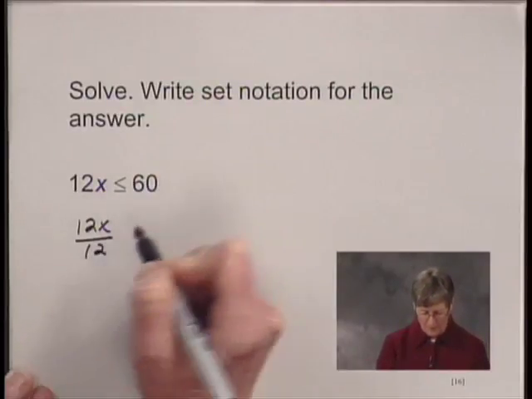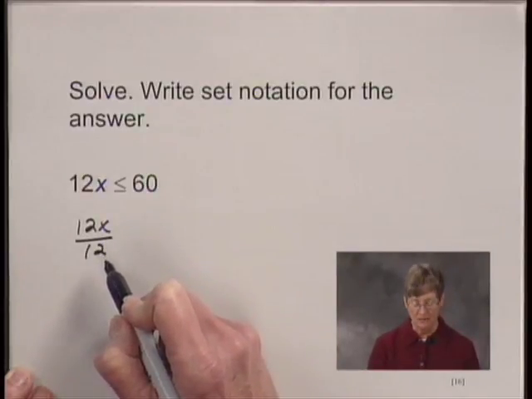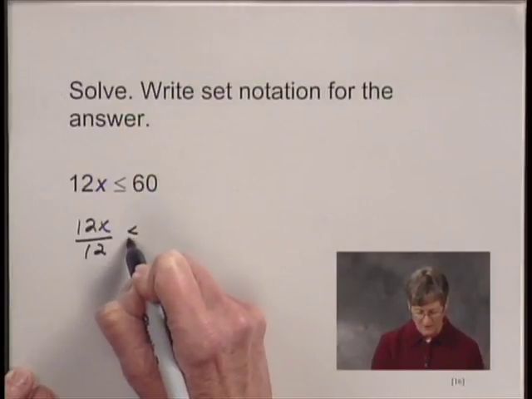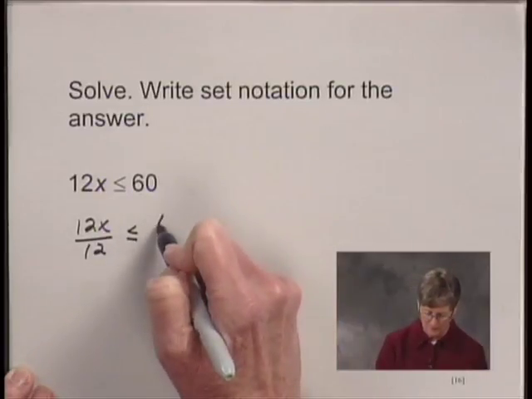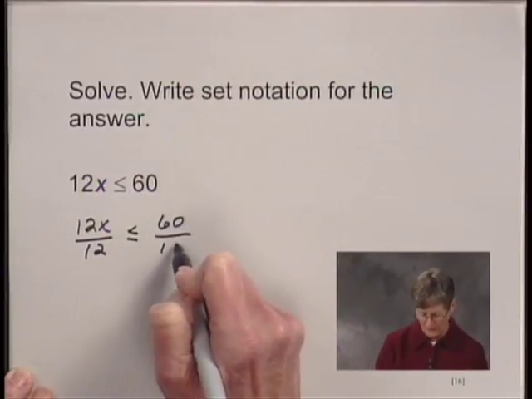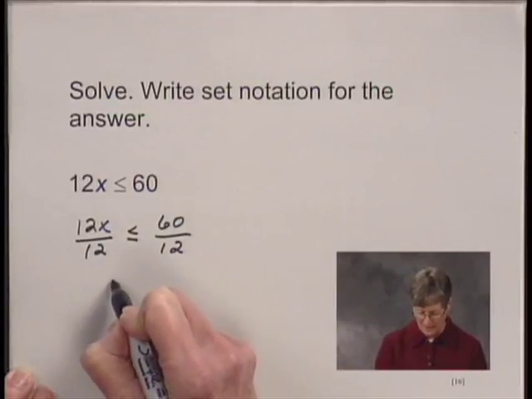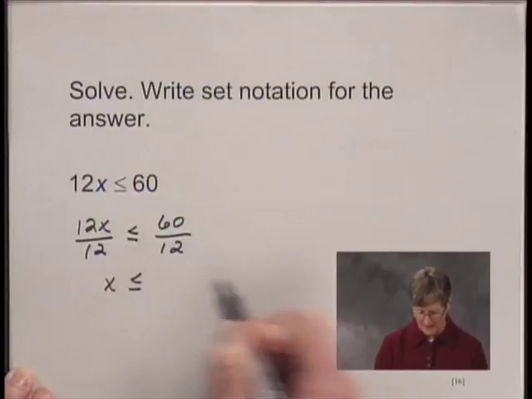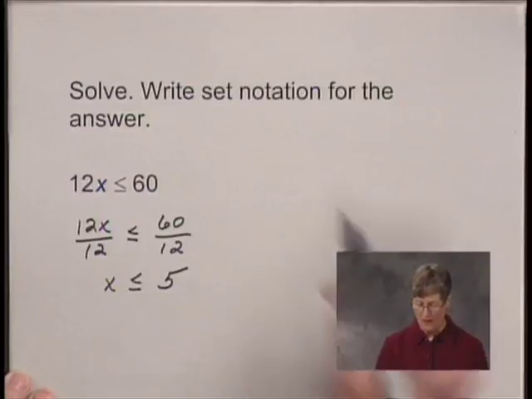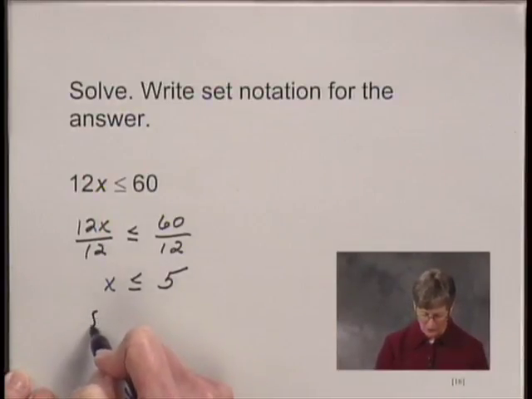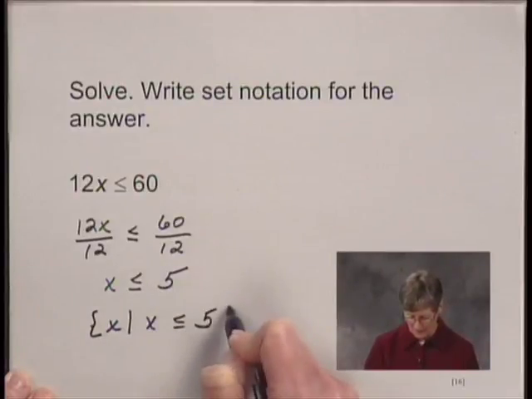The multiplication principle for inequalities says that if I divide both sides of an inequality by a positive number, I don't change the sense of the inequality. So I can write the inequality symbol still as less than or equal to, because I'm dividing by the positive number 12 on both sides. Now I have 12x over 12, which is 1 times x, or just x, and that's less than or equal to 60 divided by 12, which is 5. So writing set notation for the answer, we would say that the solution set is the set of all x such that x is less than or equal to 5.